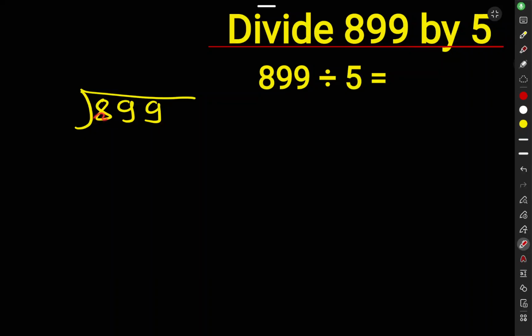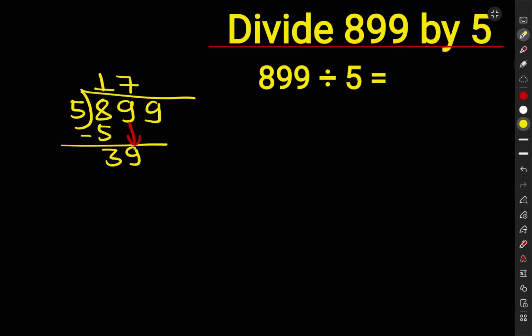We divide 899 by 5 in long division method. 5 times 1 is 5. On subtracting we get 3. So now we put down this 9 and it is 39.